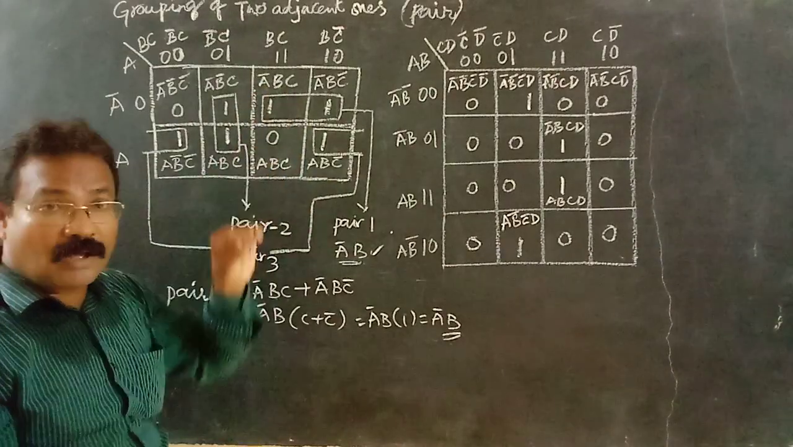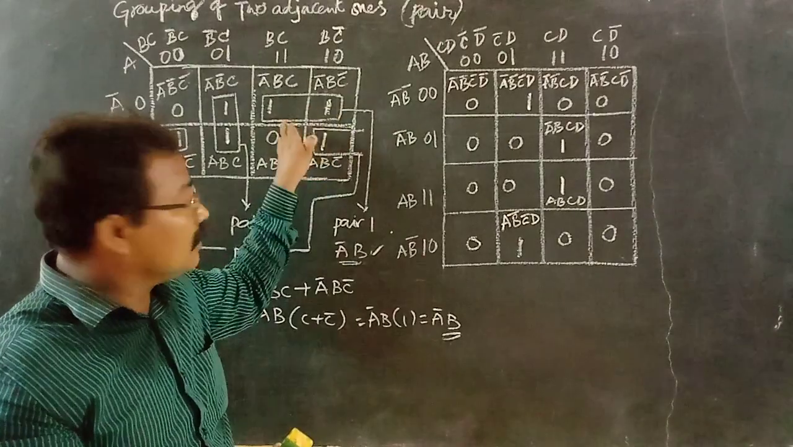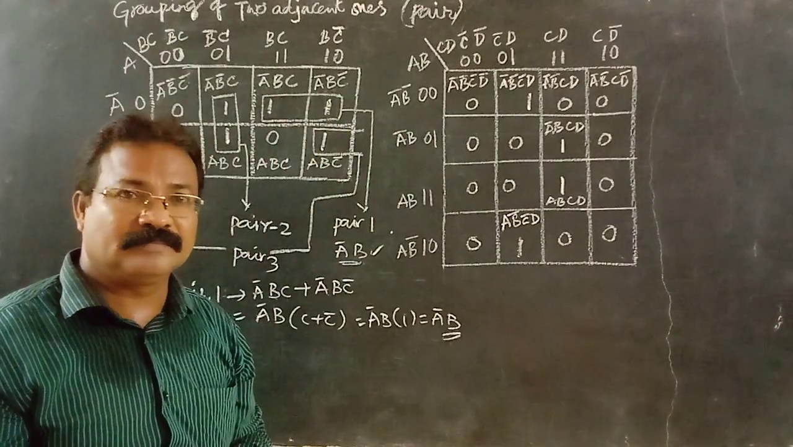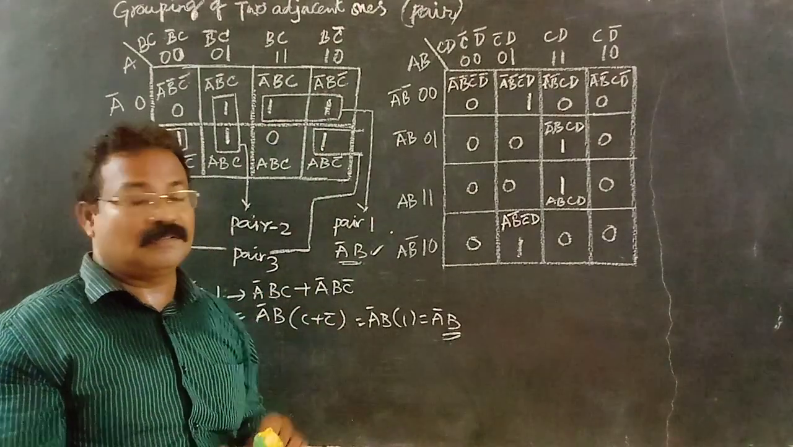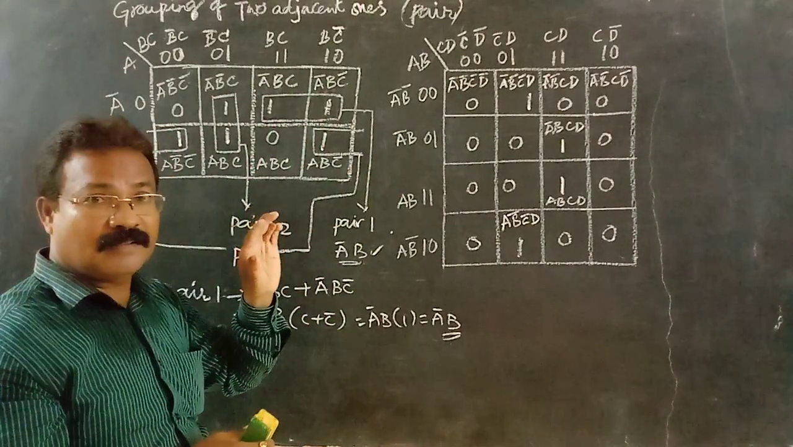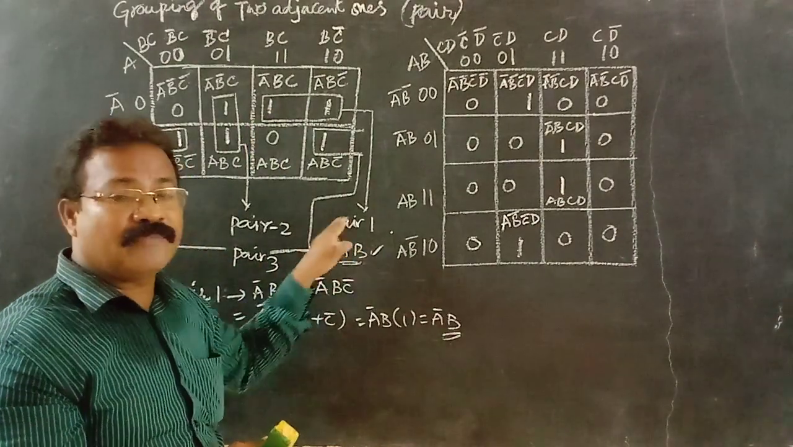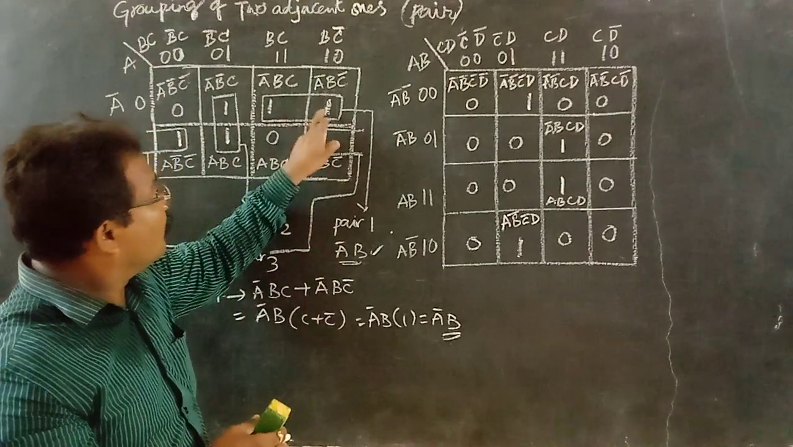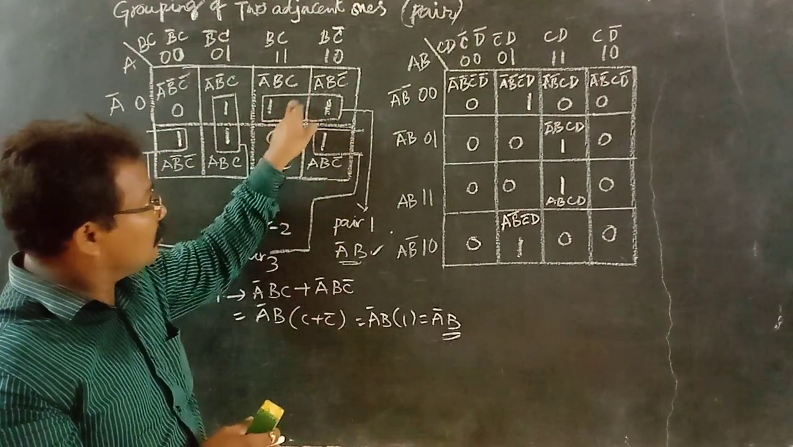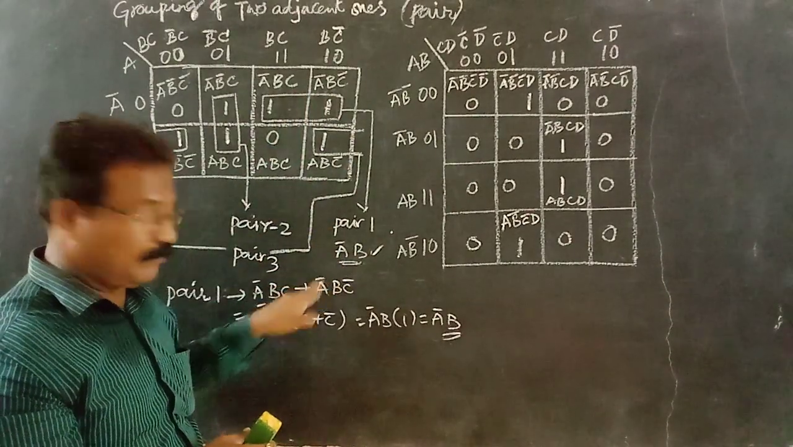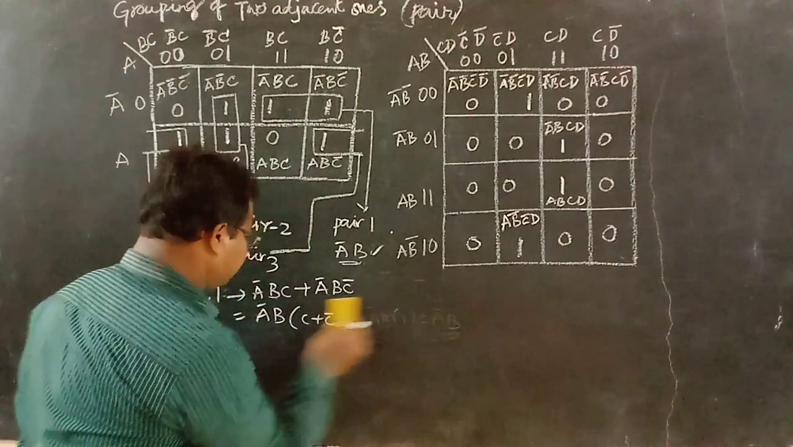By taking the common variables in this pair, the common variables can be considered as the simplified Boolean expression. So for pair one, for the combination of two minterms, the simplified expression is A bar B. That is pair one.